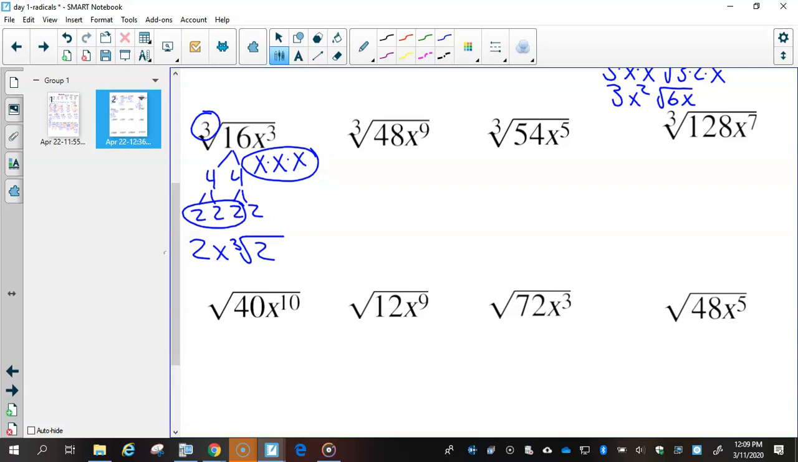Let's do one more of these. For this one, give me 2 factors of 54. 9 and 6. No, we have to break those down even further. 3 and 3. 3 and 2. And then x to the 5th is x times x 5 times.